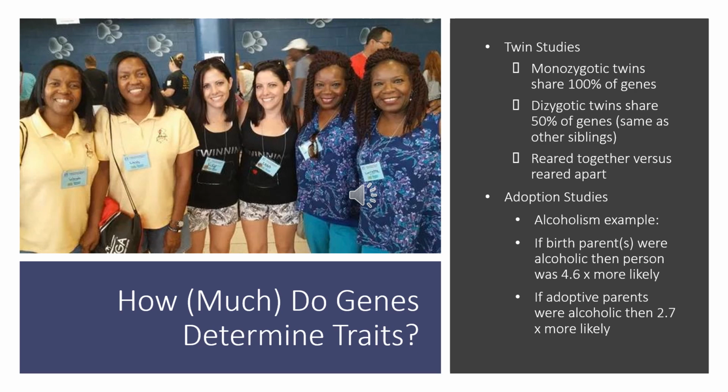So dizygotic twins, also called fraternal twins, are born at the same time and have more similar environmental experiences, but they don't actually share any more of the genetic material than just two siblings because it was two different sperm and two different eggs. Monozygotic twins, or identical twins, it's one sperm, one egg, and then the single cell split into two cells and then began forming two different babies.